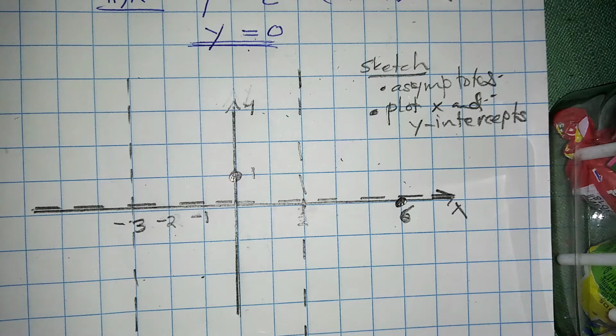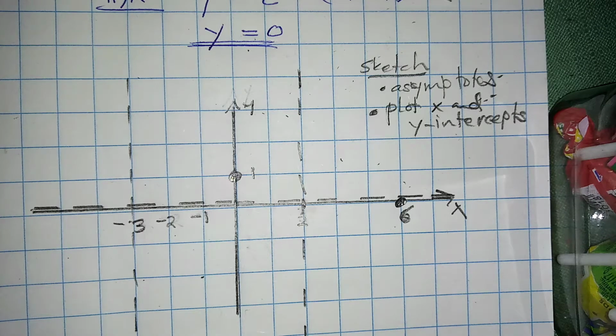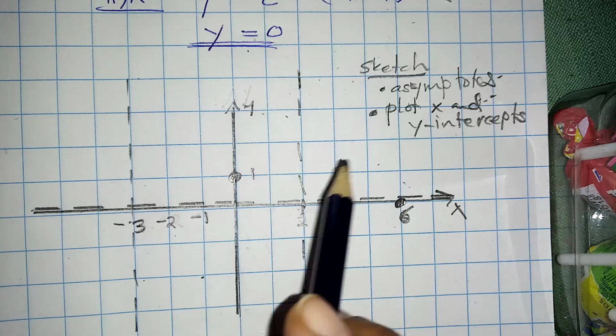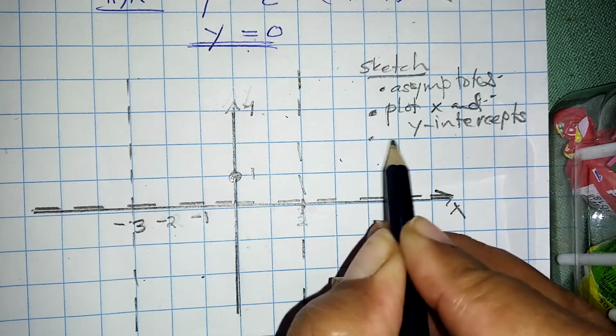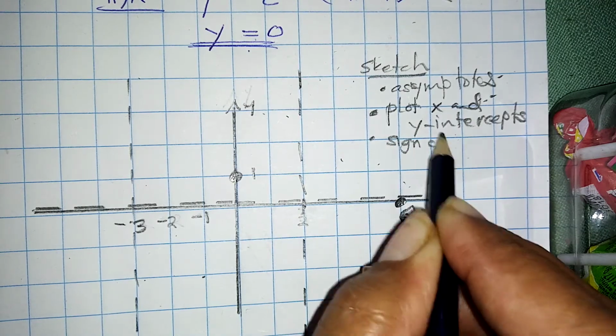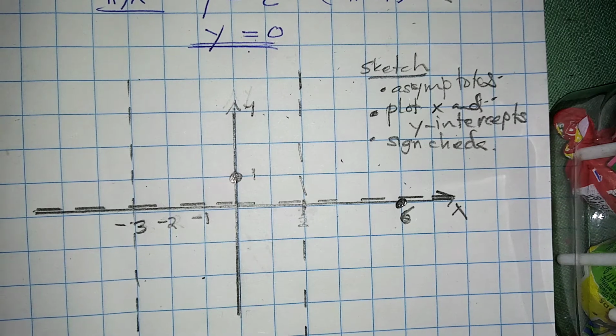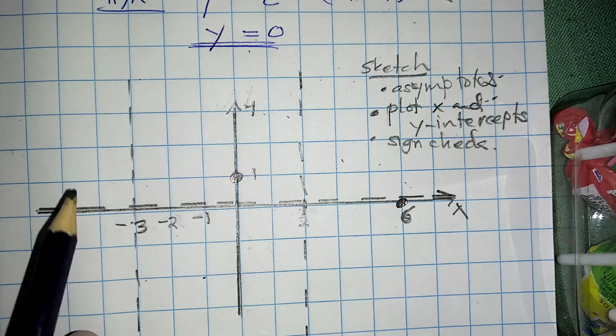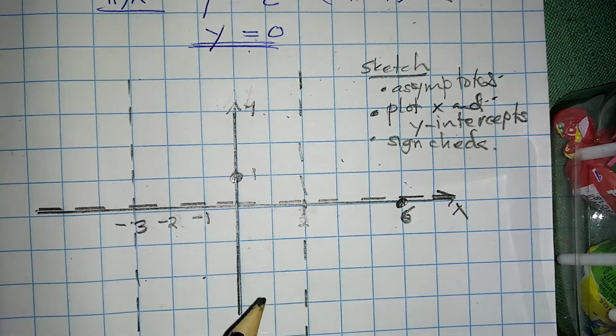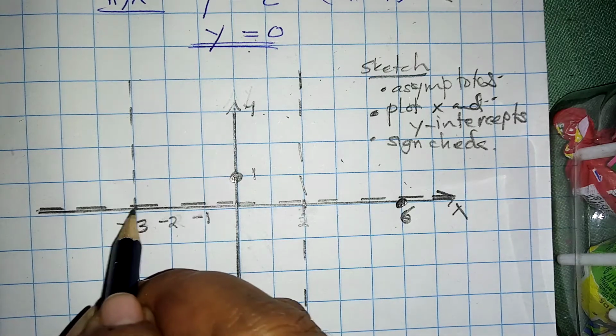Okay, let's finish our video now. The last part to this is called sign check. This is very important because if you don't do sign check, you are bound to graph the graph incorrectly. Okay, so this is sign check.